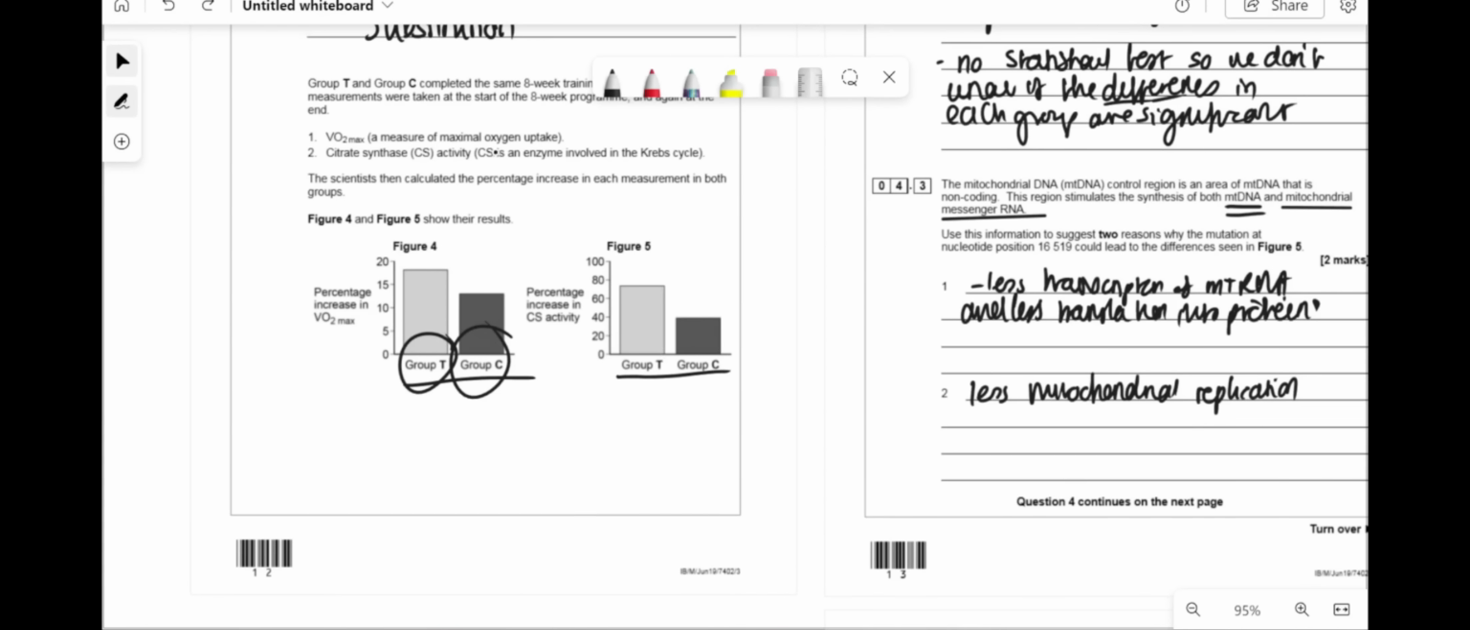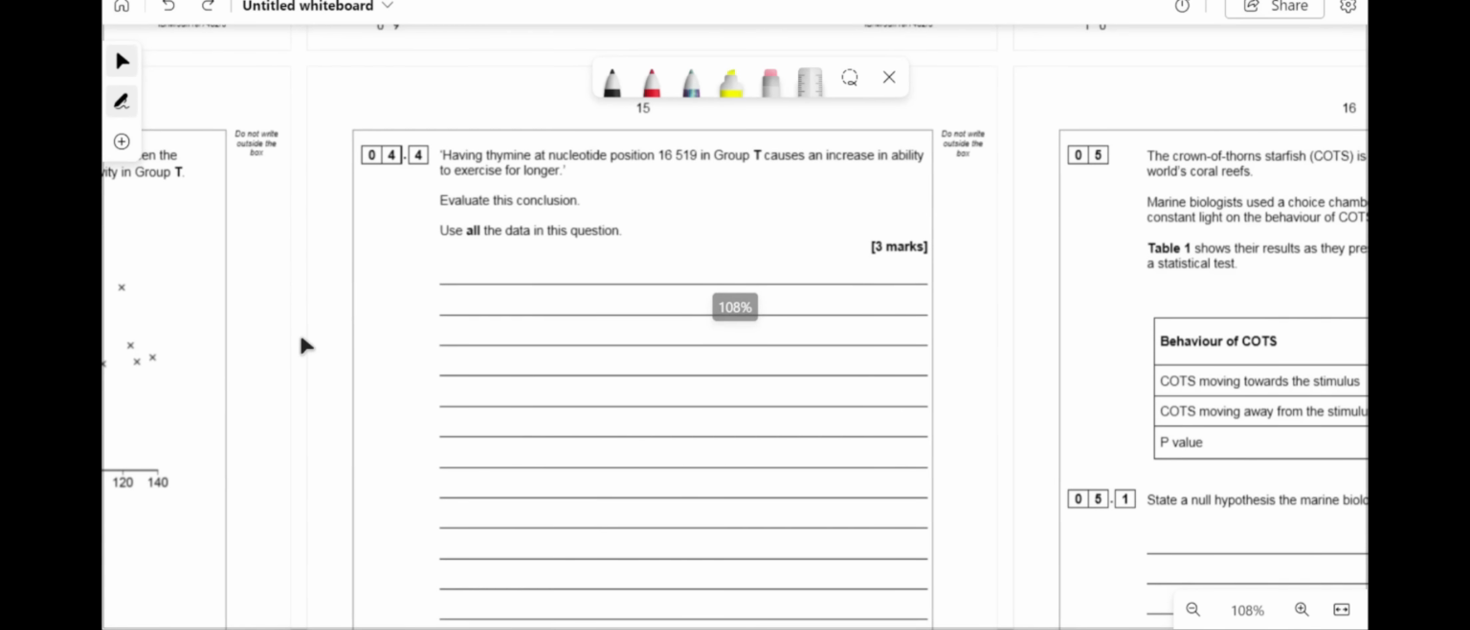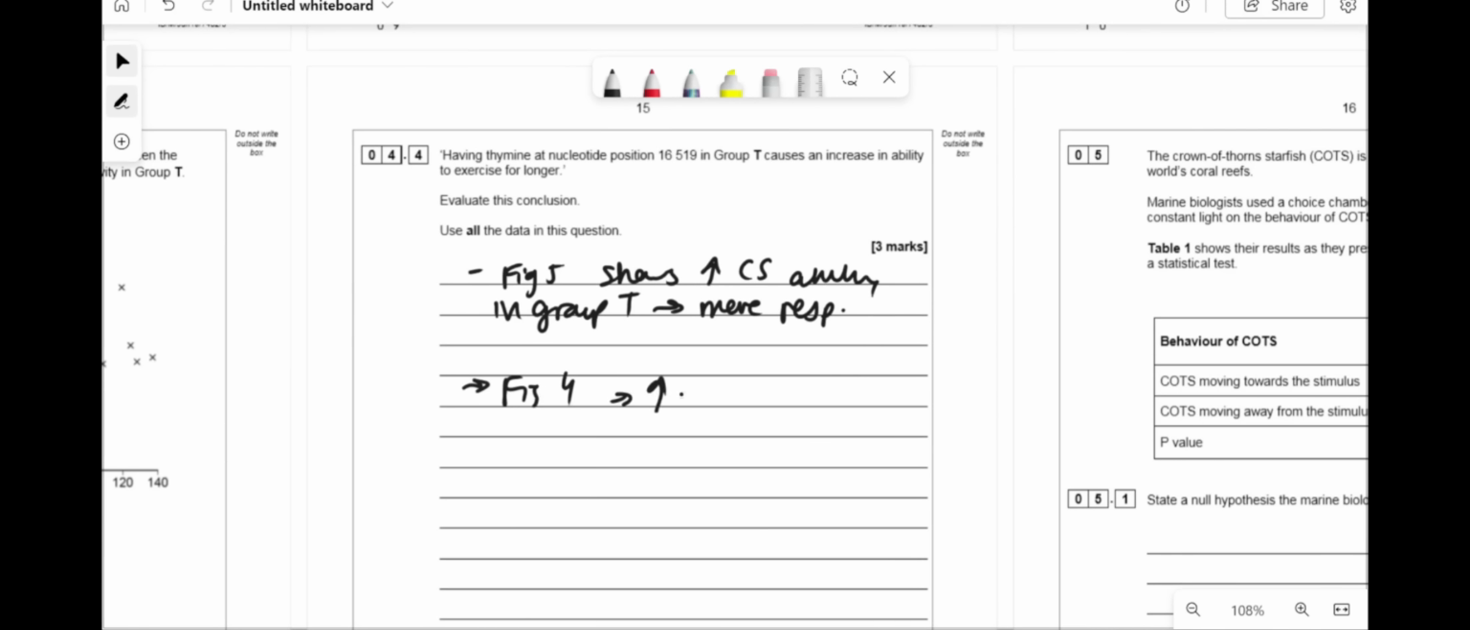So remember that VO2 max is oxygen uptake. So if you've got increased VO2, you're taking in more oxygen for respiration. And CS is involved in the Krebs cycle. So if you've got more CS activity, you've got more of the Krebs cycle going on, so you have more respiration. So if you have more respiration, it means you can exercise for longer because you're making more ATP. So Figure 5 shows increased CS activity in group T, therefore more respiration. Figure 4, increased VO2, so there's increased O2 uptake, so there's more respiration.